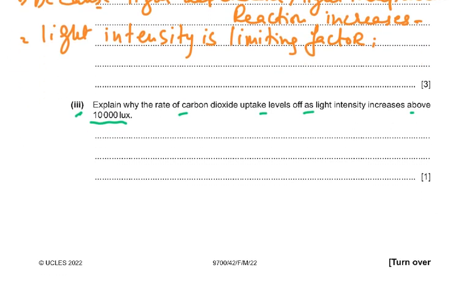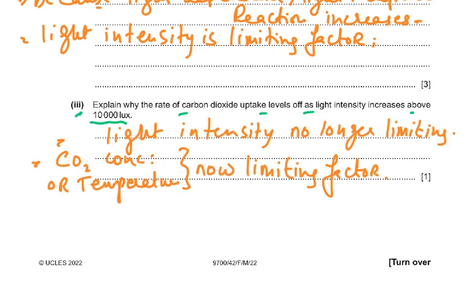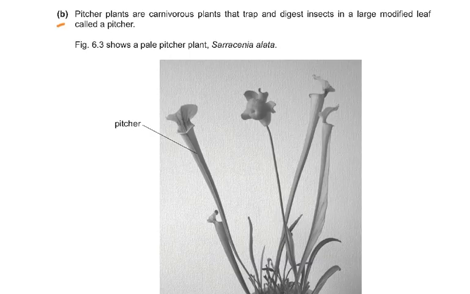Then coming to part 3 of the question: explain why the rate of carbon dioxide uptake levels off as light intensity increases above 10,000. Naturally, light intensity is no longer limiting. Now some other factor is limiting, like CO2 concentration or temperature. So light intensity is no longer limiting because now it has become constant, and some other factor is limiting, CO2 concentration or temperature. Then we come to the B part of the question.